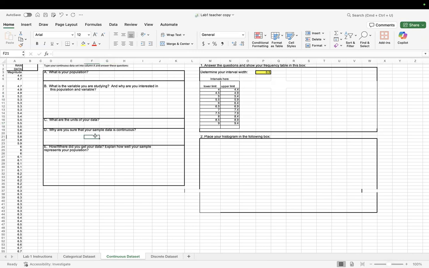Now, continuous letter D, use the definition of continuous data. Use that definition to fill that in. Once again, tell me how you got your data. You don't have to explain how it represents your population. All right, let's do a histogram. And I'm going to show you how to get pretty numbers also, because I like pretty numbers. I'm going to show you how to trick the system.